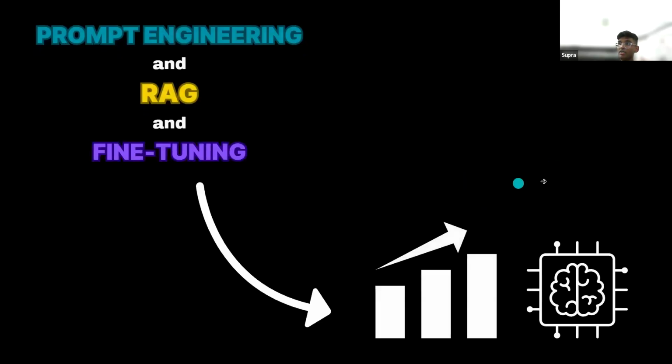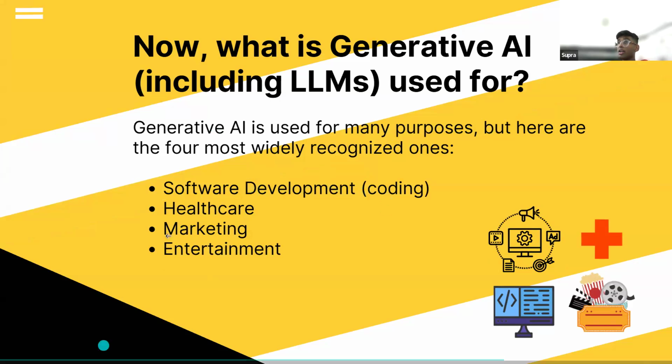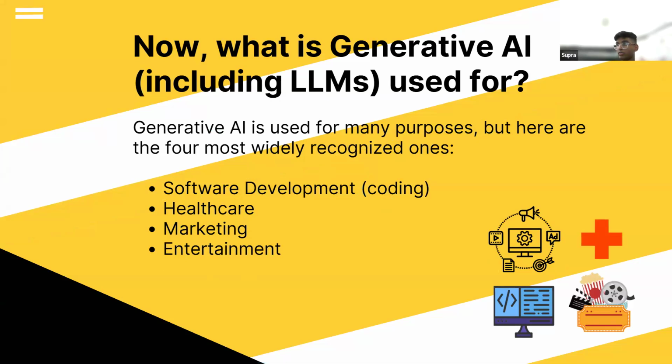Okay, so for now we've got the hard part out of the way, the longest part. Now we're going to go back to the very basics. What is generative AI, including LLMs, used for in a very general purpose sense? They're used a lot more than just for software development or coding, healthcare, marketing, or entertainment. But these are the ones I'm going to talk about, and for some people these may be considered the main ones. But first, I'm going to talk about software development or coding.